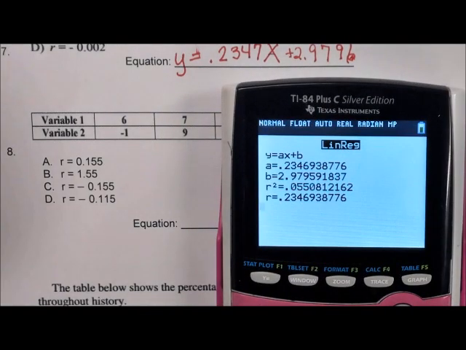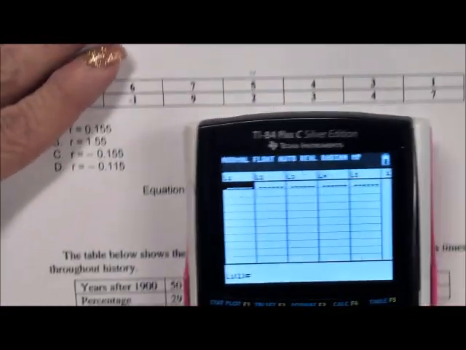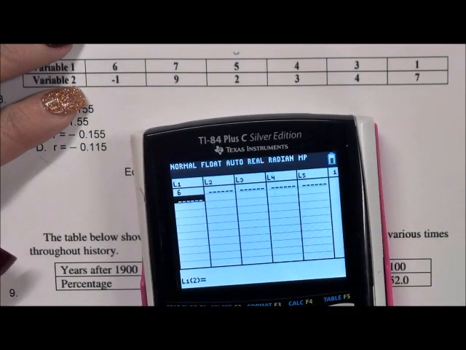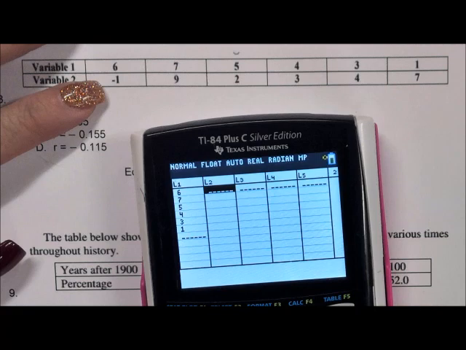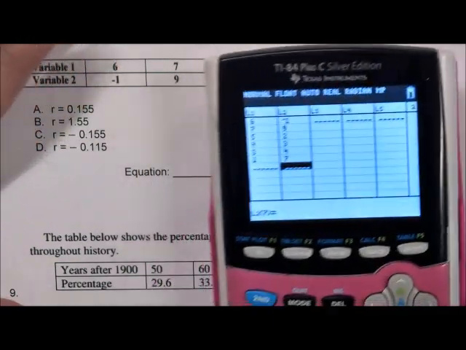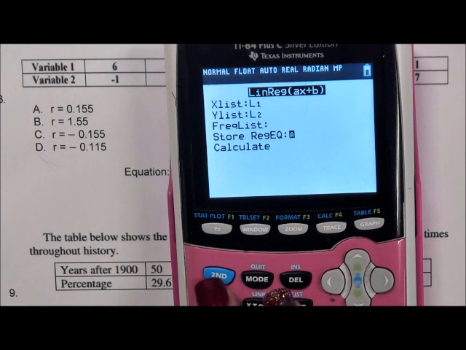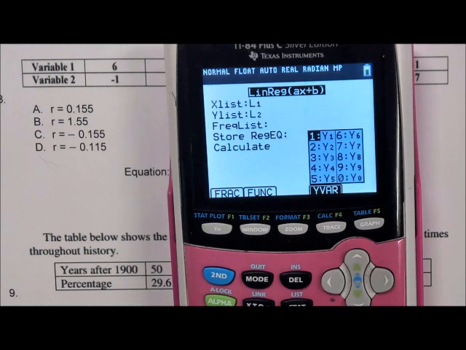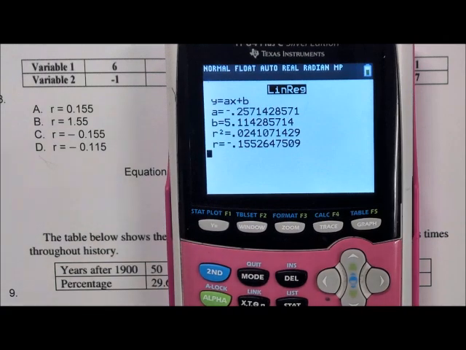Alright, so now we've got the next one. So we're going to go to Stat, Edit. I'm going to go up and clear all this mess out. And I'm going to put in the next one. So I'm going to put in 6, 7, 5, 4, 3, 1. And on the other side, negative 1, 9, 2, 3, 4, and 7. Same thing. We're going to go to Stat, Calculate, number 4. We're going to alpha y equals, and we're going to store that over in the y bars. I'm going to leave that there for a second and let you do it. Pause your video if you need to. I'm going to move on to the next one.